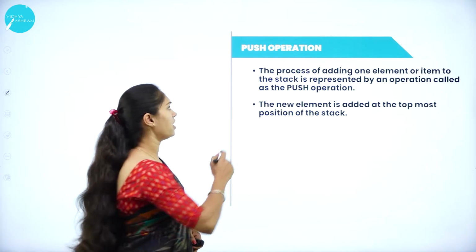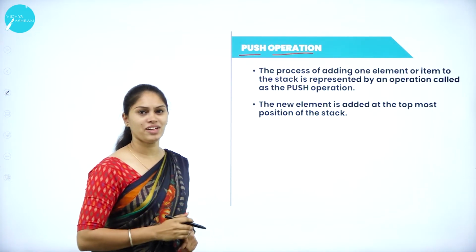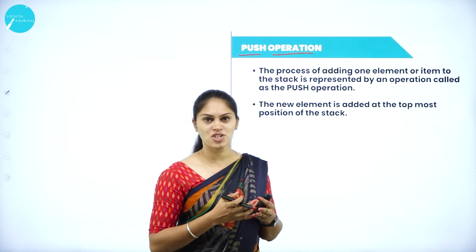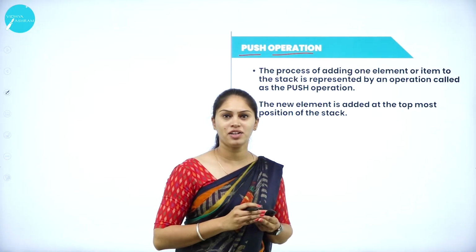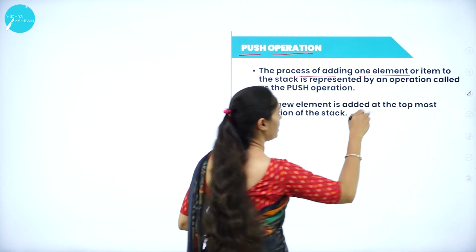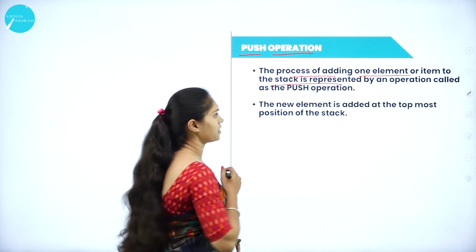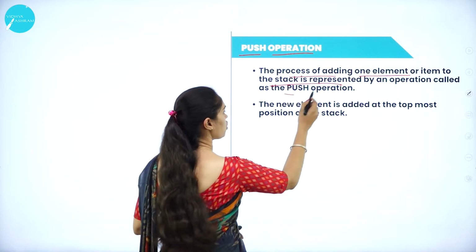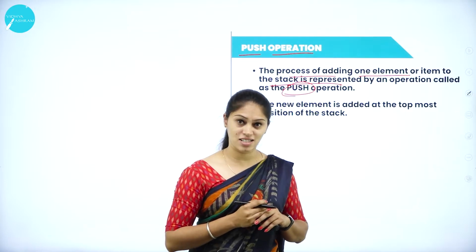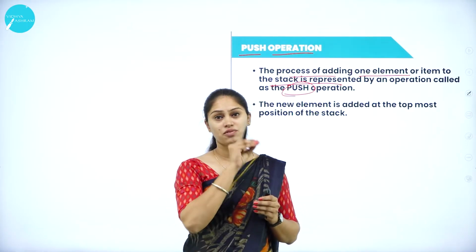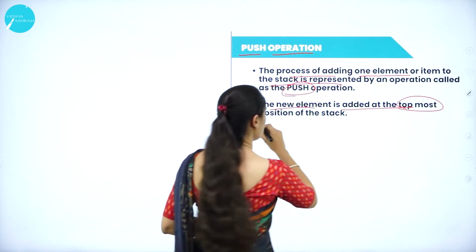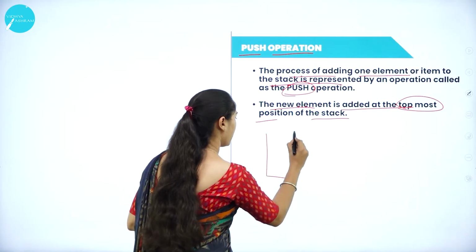So now let me move on to the push operation. Already we know what push is. Push and pop come under stack. Okay, so push operation in the sense what? We are going to add a new element to the existing stack. That is nothing but push. Adding a new element or item to the stack is represented by an operation called push. Then how am I supposed to add the new element to the stack? That is from the topmost position, that is from the top. The new element is added at the topmost position of a stack. So I have a stack here.